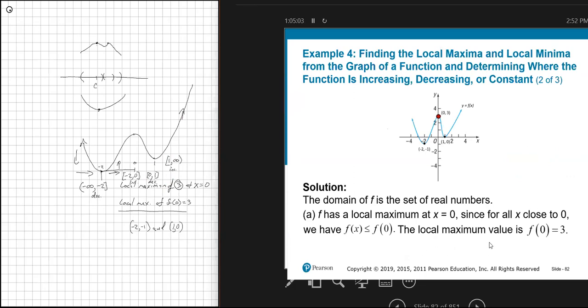So the local maximum value is f of 0 equals 3, with a local maximum at x equal to 0. And notice it says, since for all x close to 0, we have f of x is less than or equal to f of 0. So the local maximum value is... MyLab asks you in different ways of how to respond to this question.